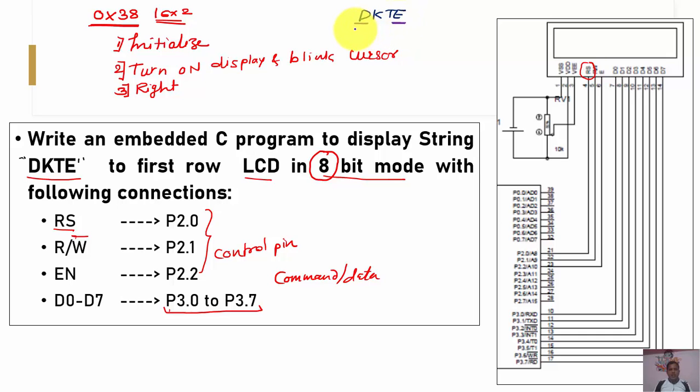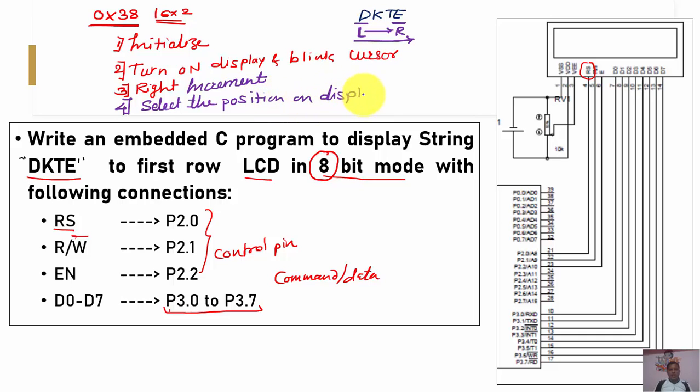Here D is my leftmost letter, then we move towards the right direction. That means we are writing the alphabets of the data from left to right, and this concept is called the right increment operation. Once you do this right increment, the last step is to select the position on the display.